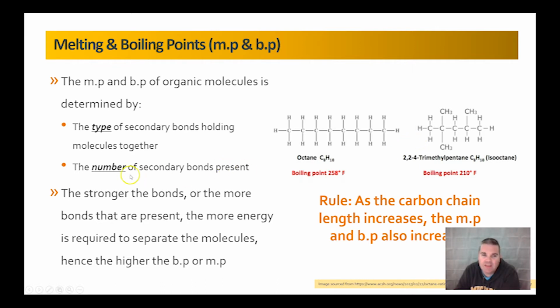So it comes down to the number of secondary bonds present. The long chain here of octane allows for another octane molecule to stack nicely on top, and you get lots of dispersion bonds forming between the hydrogen atoms.